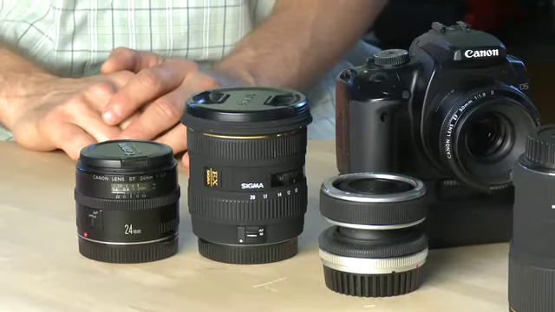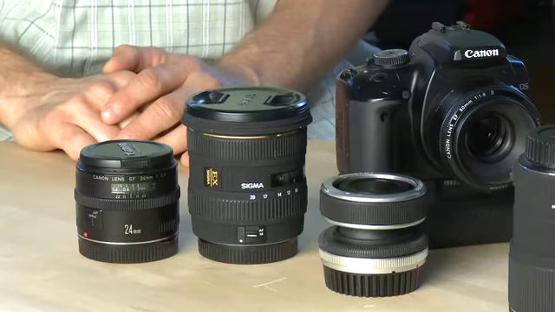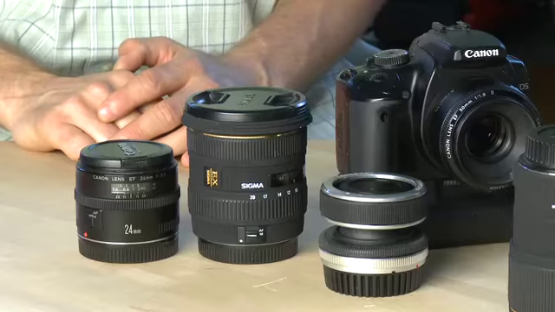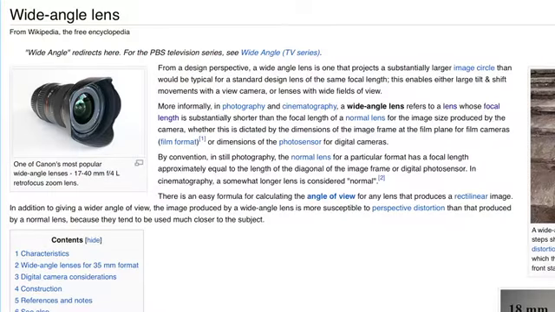In this series, we're taking a look at how to use digital SLR lenses. In this episode specifically, we're taking a look at wide-angle lenses. Now, what does wide angle mean? Well, essentially it means the ability to fit a wider image into the same focal length.